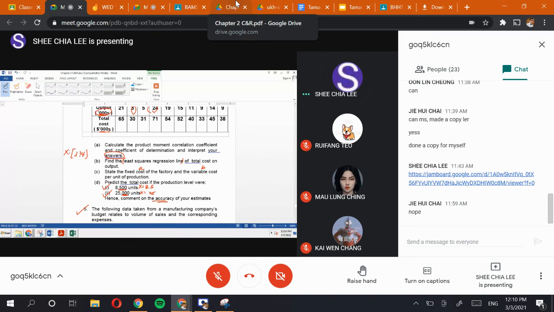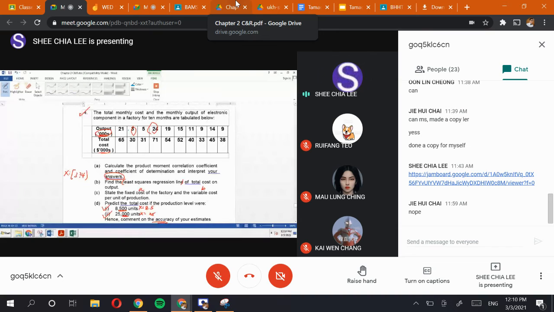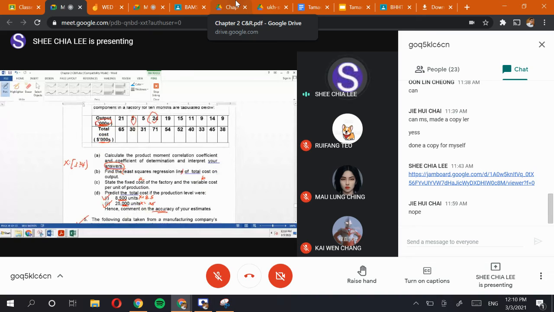If you comment on the accuracy, you look at this one. The smallest is 3, the largest is 24, which means the range is 3 to 24. You see, number 1 is 8.5, number 2 is 25. So 8.5 is within the range, right? We say x equals 8.5 is an interpolation estimate, so it falls within the range of this data.